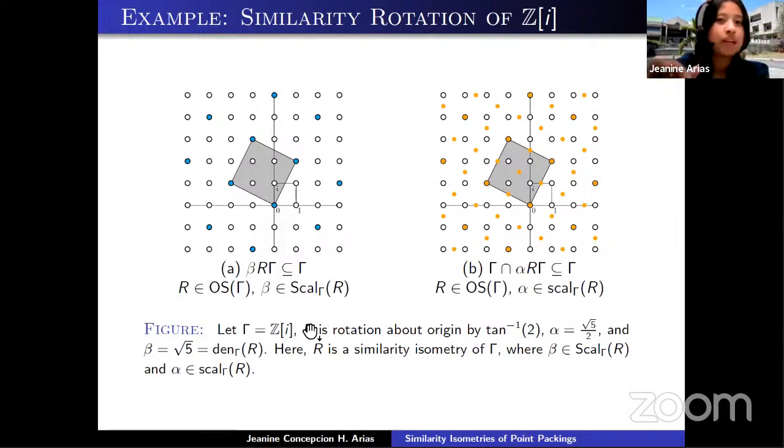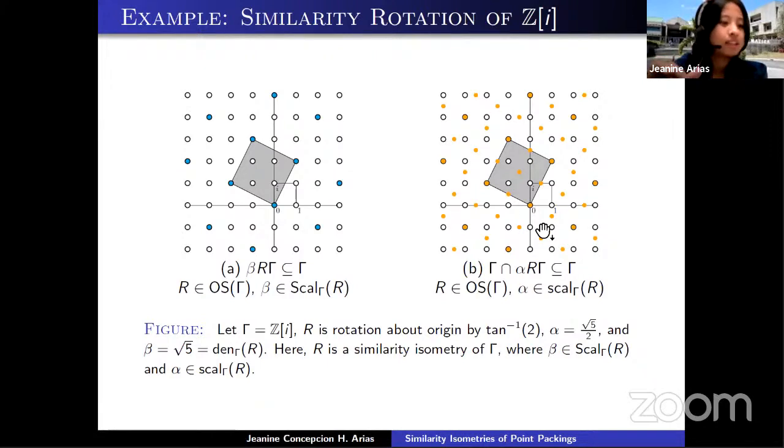Here beta is square root of 5 and also equal to the denominator of R, while alpha is square root of 5 over 2. So in letter A, the transformed copy, meaning the rotated and scaled copy of the lattice, is a sublattice of the original lattice. So this illustrates the first definition. And beta is therefore in big skull gamma.